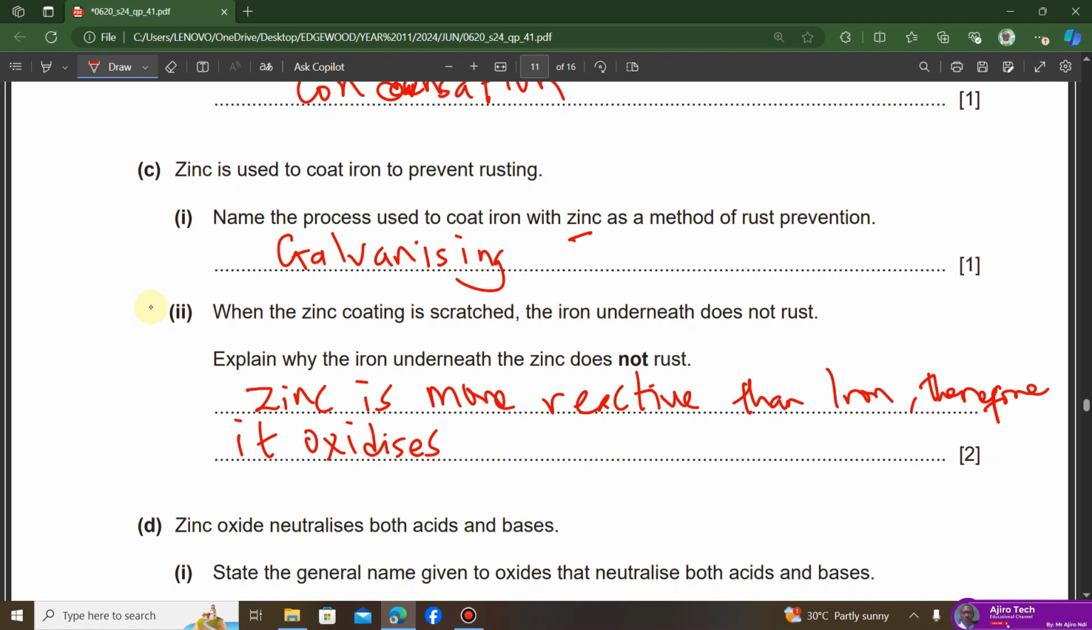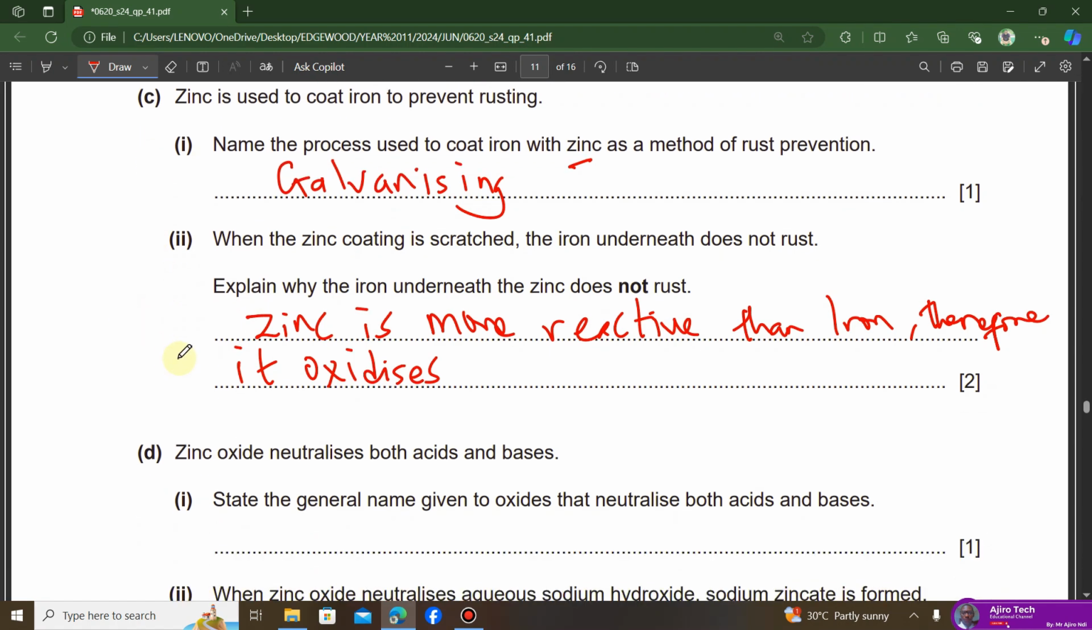So those are the two reasons why the iron underneath the zinc does not rust. First, you have to state that the zinc is more reactive, and because the zinc is more reactive, it oxidizes ahead of the iron. So that is how to give answers to that.